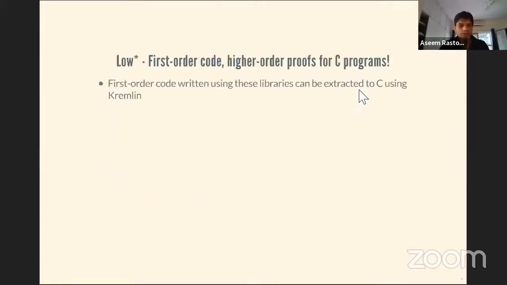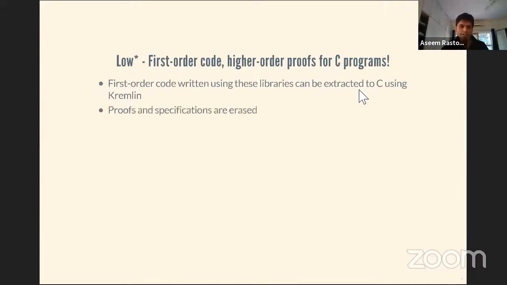Okay, so all this, the stack effect, the machine integer libraries, the buffer library, all this together is what we call Low*, which you can think of as a shallow embedding for C programs in F*. And if you write first order code in Low* using these libraries, then we have a compiler called Kremlin that will extract this code to C.